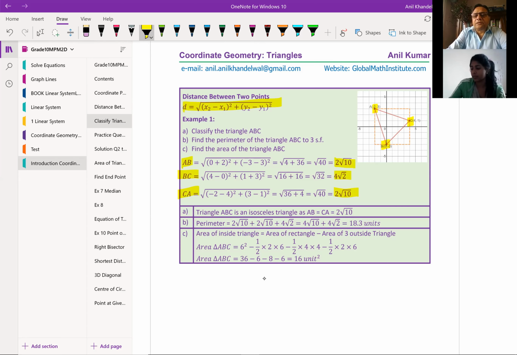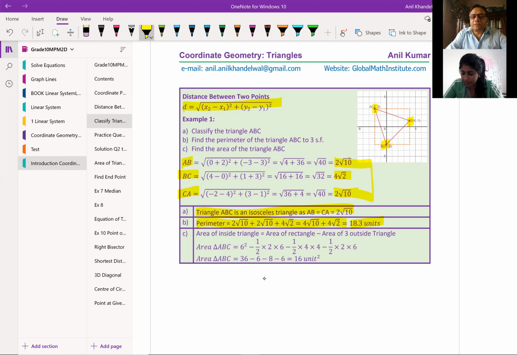So you can see from the sides, two sides are equal. So it's an isosceles triangle, which is the answer to part A. B is the sum of these two, so just add these radicals. Sometimes the question could be, write the exact value. In this case, we specifically wrote three significant figures. However, sometimes the question will be write the exact value, so you have to write it in the radical form.